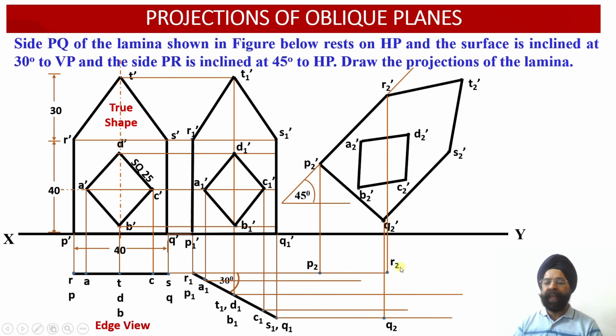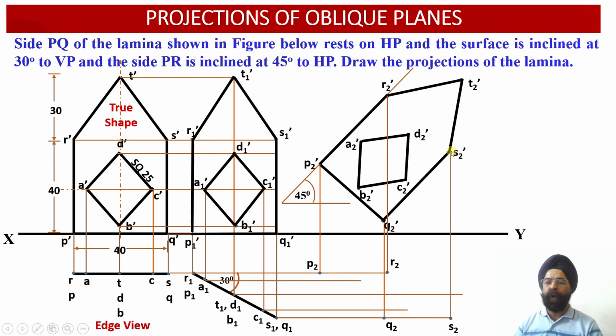Similarly, the R2 point is the result of the intersection of the vertical projector line which has been drawn through the point R2 dash and the horizontal projector line which has been drawn through the point R1. This is the point R1 over here, this one. So the horizontal projector through R1, wherever it intersects with the vertical projector through R2 dash, we obtain the point R2 over here.